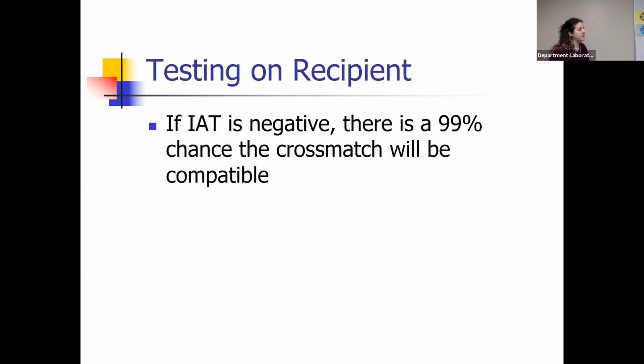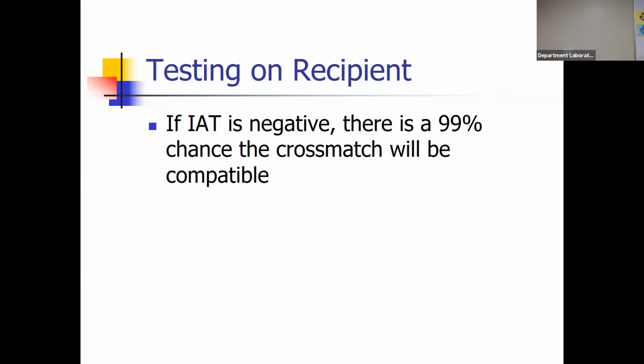So if the IAT on your recipient, on your patient, is negative, there's a 99% chance that your cross matches will be compatible. Okay, what's the situation where your IAT will be negative, but your cross match will be incompatible? If your patient has an antibody to a private antigen, meaning that your screening cells were negative for the antigen, but your patient has an antibody to a private antigen that the donor is positive for, okay?